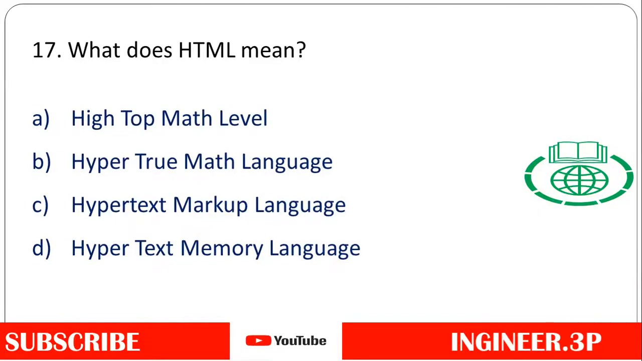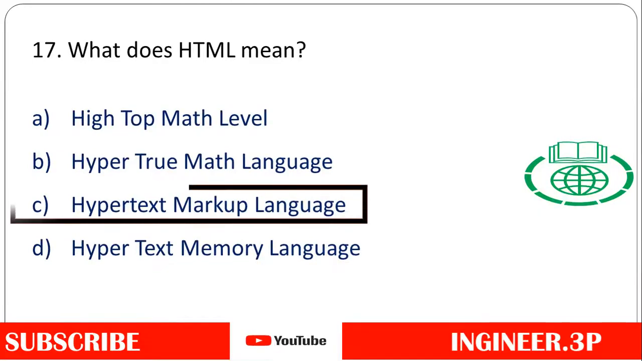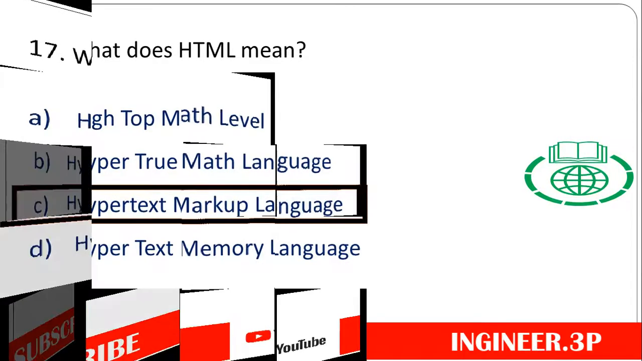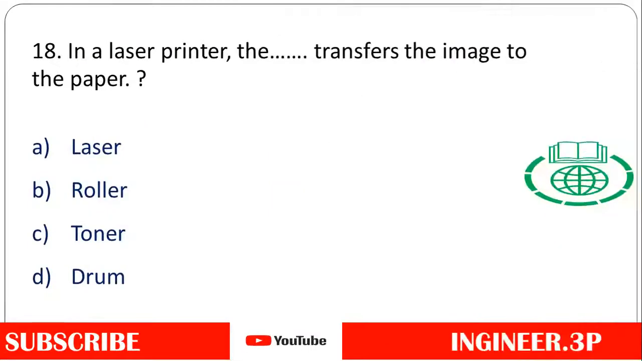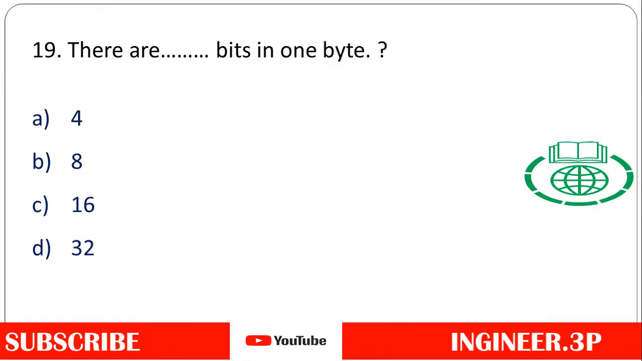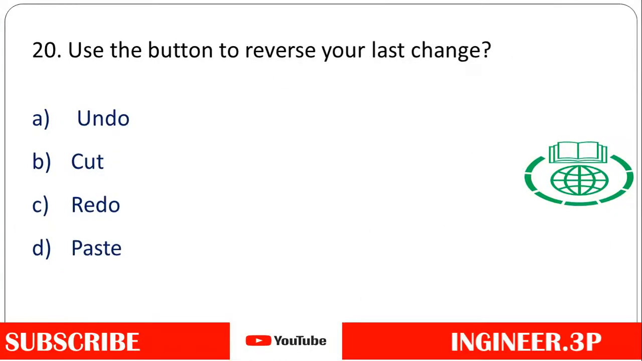What does HTML mean? Hypertext Markup Language. In a laser printer, toner transfers the image to the paper. There are 8 bits in 1 byte. Use the Undo button to reverse your last change.